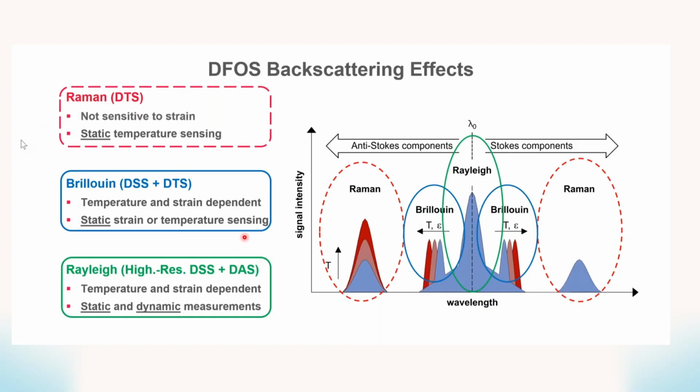DFO's backscattering effect. So basically the fiber Bragg has three types of them. First we have Raman, which is not sensitive to strain, static temperature sensing. Then we have Brillouin, which is temperature and strain dependent, static strain or temperature sensing. Then we have Rayleigh, which is temperature and strain dependent, static and dynamic measurements.